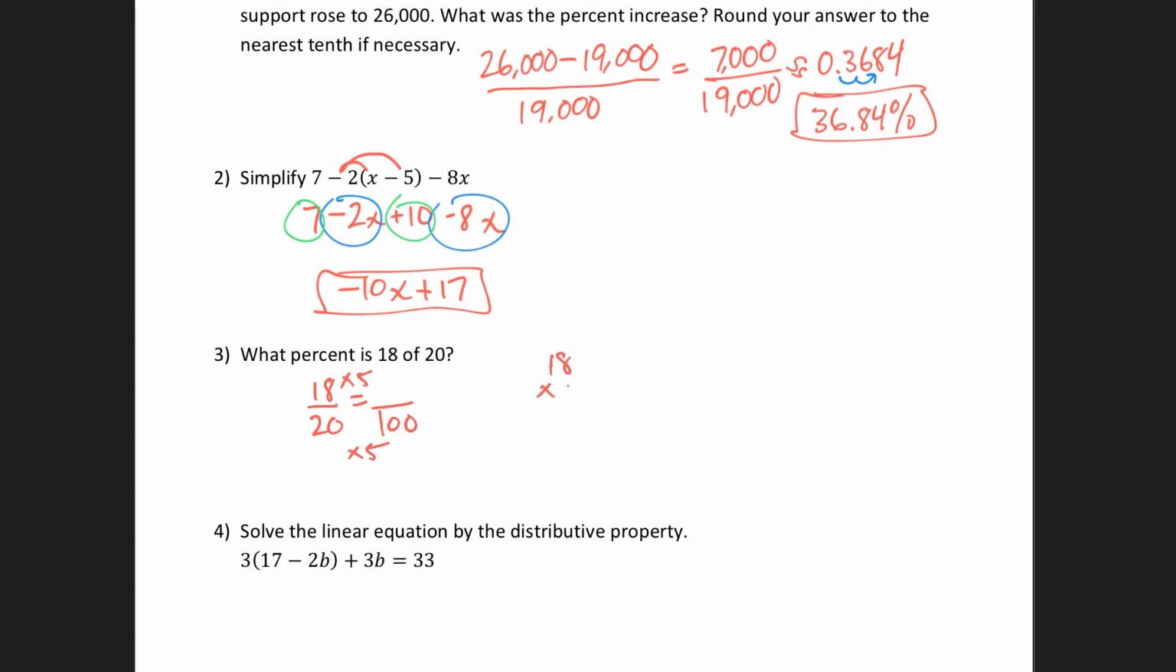I don't know what that is off the top of my head. That's 40. 90. Oh yeah, of course. 90 out of 100, which means that's 90%, because percent means out of 100.